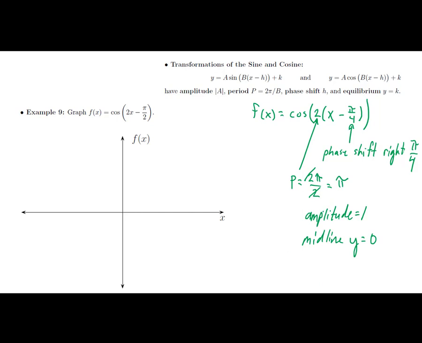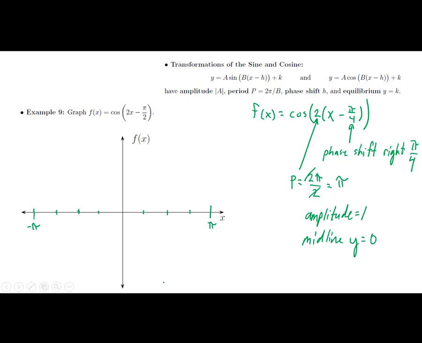Because my period is pi, I think it makes a lot of sense to go all the way out to pi and back to negative pi. And since we're shifting by pi over 4, I also think it makes sense to break this up as multiples of pi over 4. So you can see this is pi over 4, 2 pi over 4, which is pi over 2, 3 pi over 4, and pi.